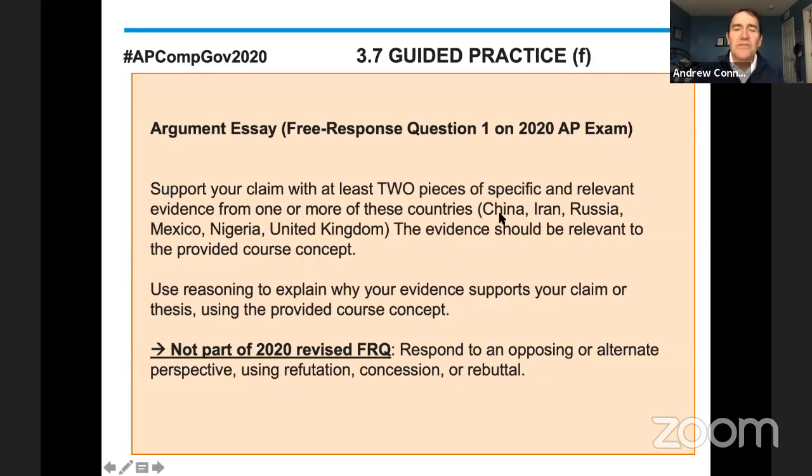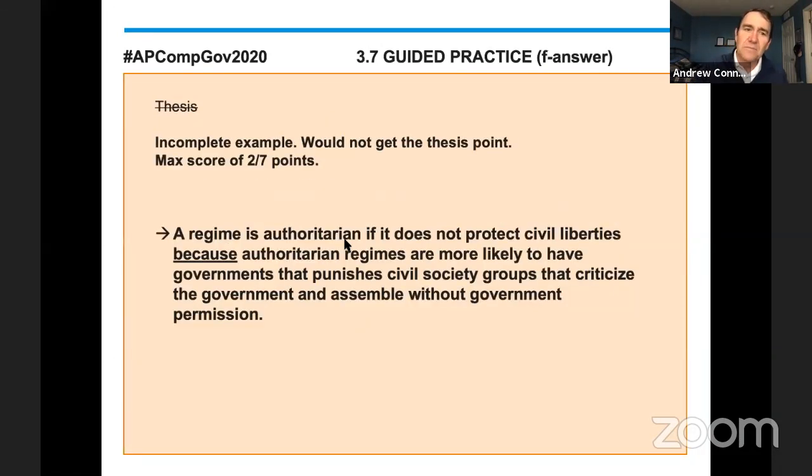The way I've structured this question, typically you're restrained, but really you could answer this question, I think, with all 6 AP comparative government countries. So I'm going to choose to do China and Iran for my sample answer. But if you want to practice, I would highly recommend practicing with Russia or Mexico, Nigeria, or the United Kingdom. You could really answer this with any of the 6 AP countries.